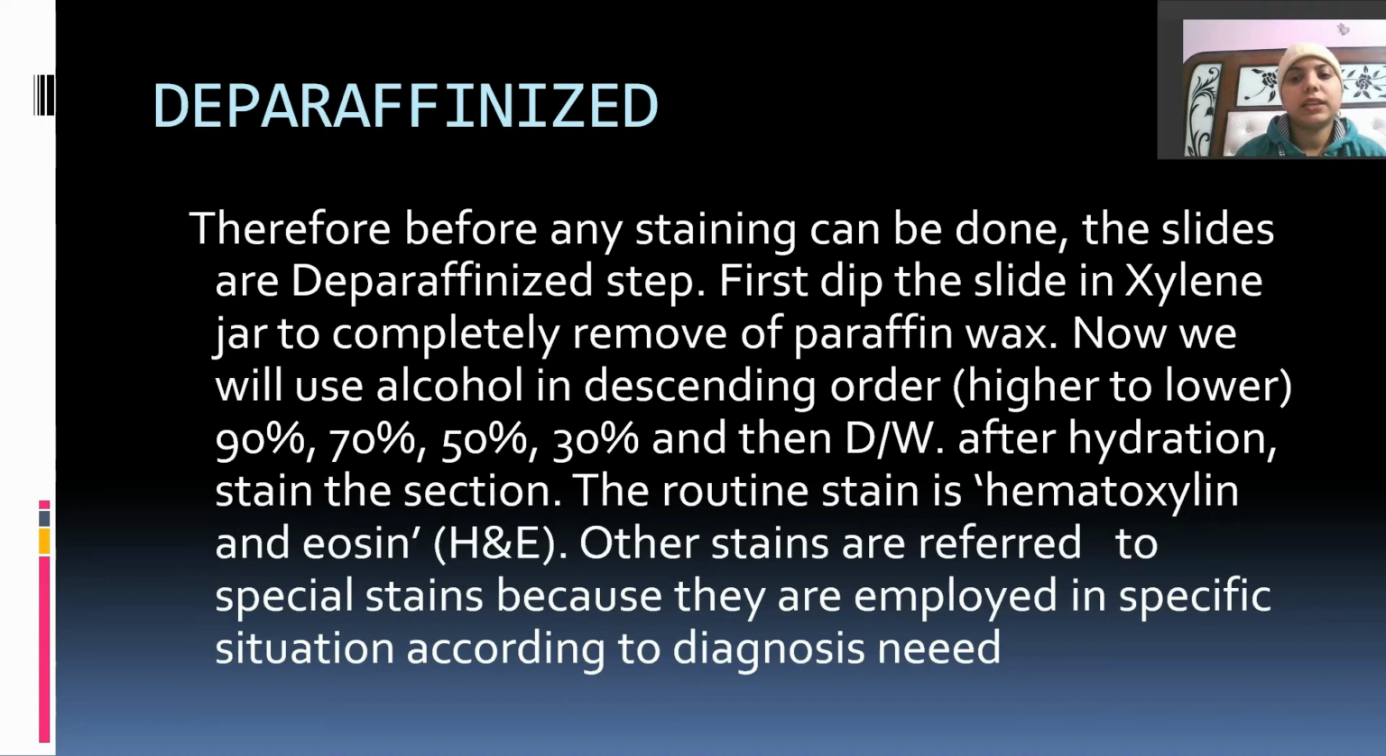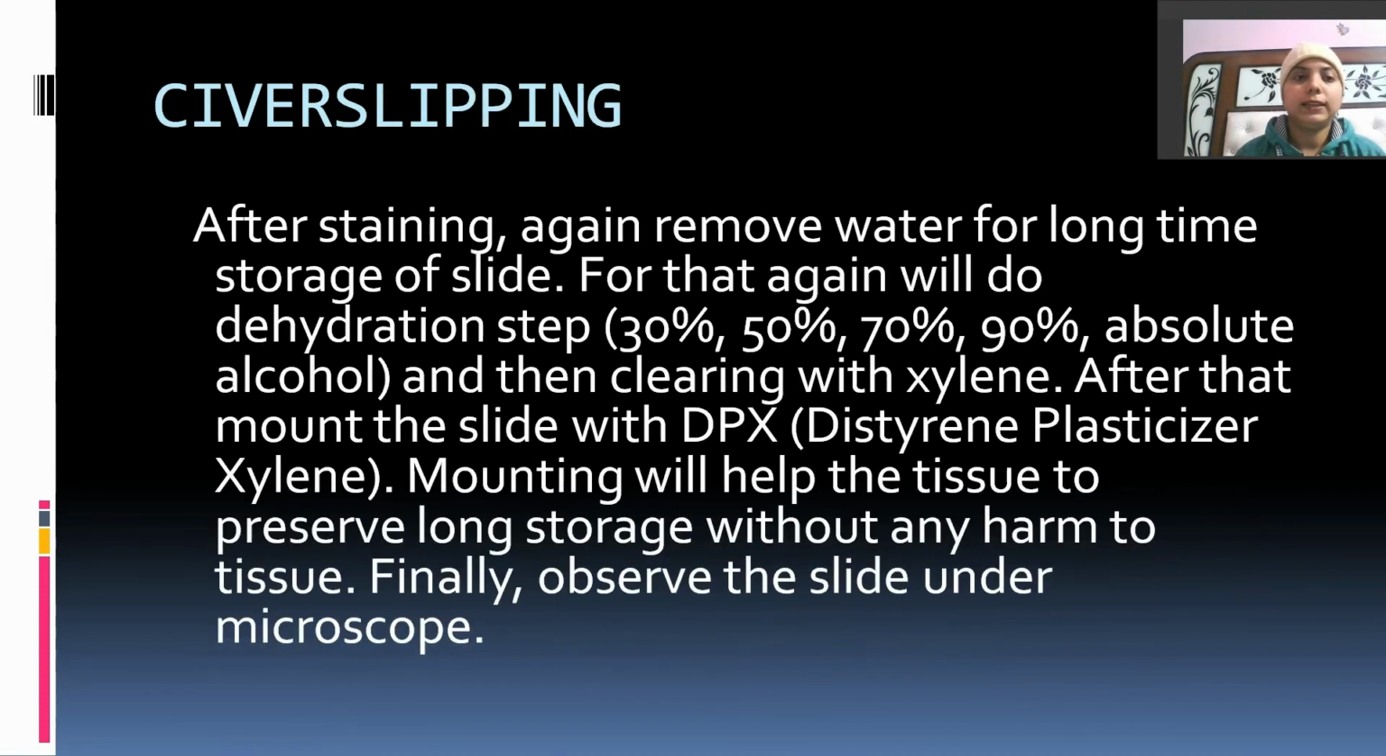First, dip the slide in a xylene jar to completely remove paraffin wax. Now we will use alcohol in descending order, higher to lower. That is 90%, 70%, then 50%, then 30%, then distilled water. After hydration, stain the section. The routine stain is hematoxylin and eosin, that is H and E. Other stains are referred to as special stains because they are employed in specific situations according to diagnosis needs.